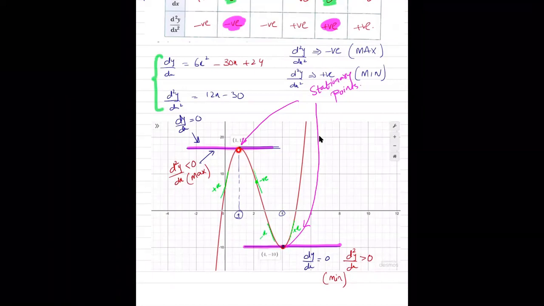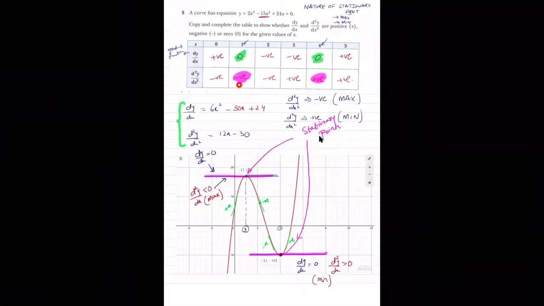The maximum point was occurring over here, and at this point, the second derivative came out to be a negative value. If the second derivative came out to be a positive value for this stationary value, then we are going to say that this point is a minimum value. Are we now clear how to distinguish between the maximum point and the minimum point? Yes. Okay.